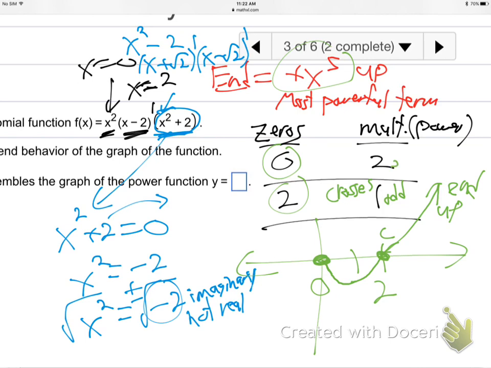Bounce. Yeah, because this one's even power, it's going to bounce, or what do they say? Touch. It's going to touch and go back down. This is a bounce. It's a bouncer there. So that's generally what the graph looks like, right?